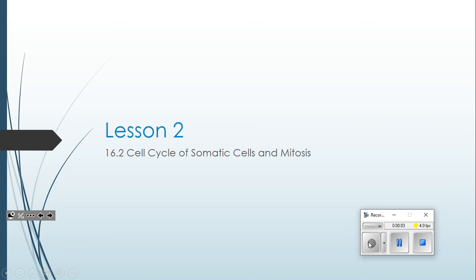Okay, so here comes the word somatic cell again, for those of you who felt unfamiliar with it before. We are going to talk today and tomorrow about the cell cycle of somatic cells and something called mitosis. So today we're going to cover the content. Tomorrow we are going to do, like I said, a virtual lab.